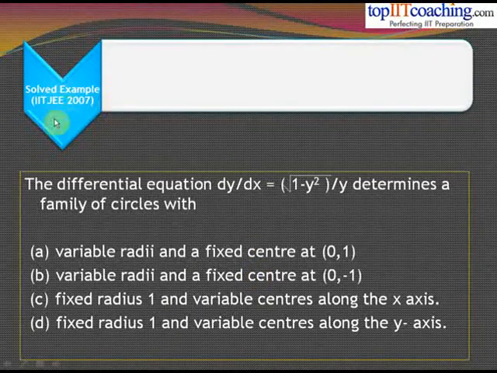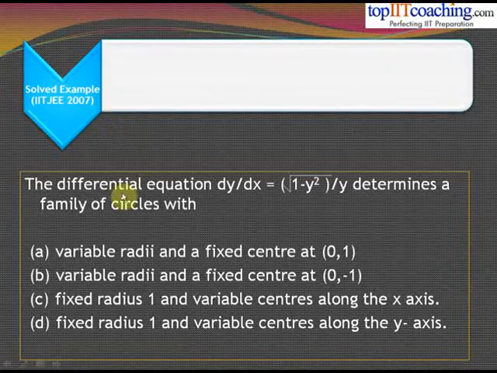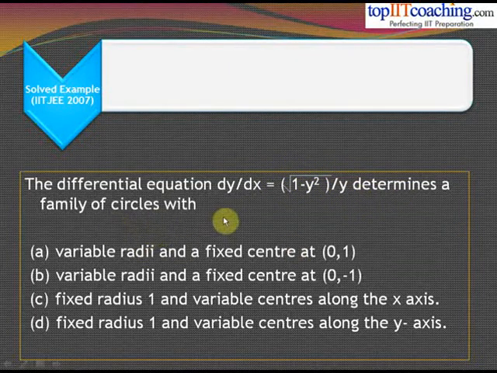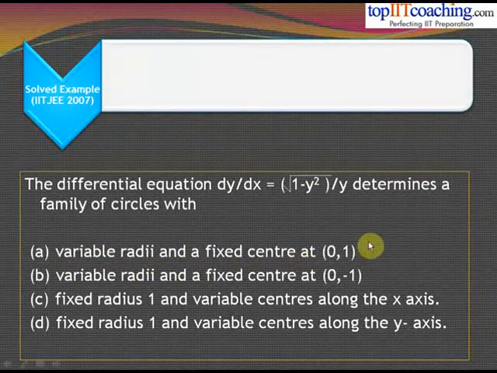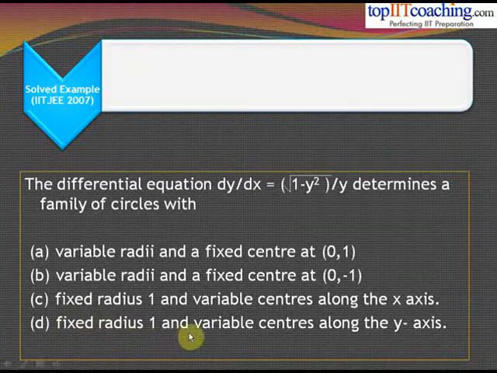This problem appeared in IIT JEE 2007, and it says that the differential equation dy by dx equal to under root of 1 minus y square divided by y determines a family of circles with: option A, variable radii with a fixed center at 0, 1; option B, variable radii and a fixed center at 0, minus 1; option C, fixed radius 1 and variable centers along the x-axis; and option D, fixed radius 1 with variable centers along the y-axis.